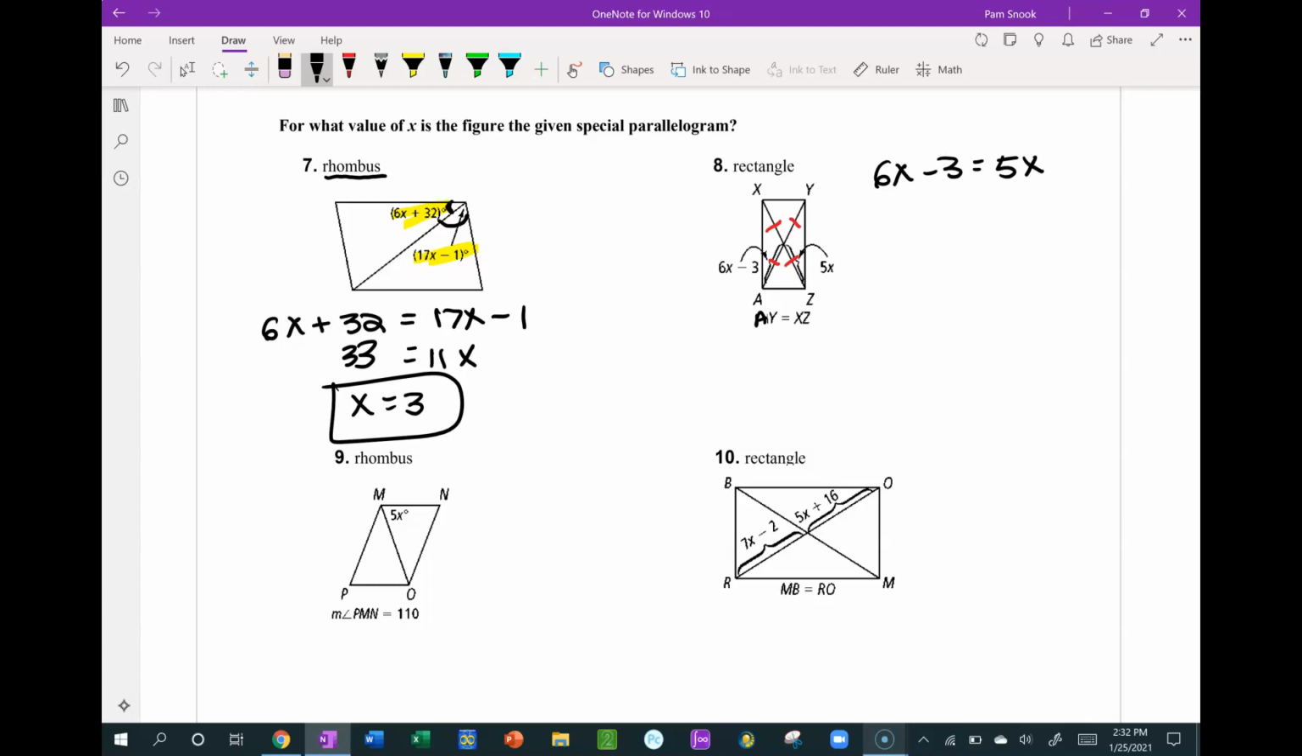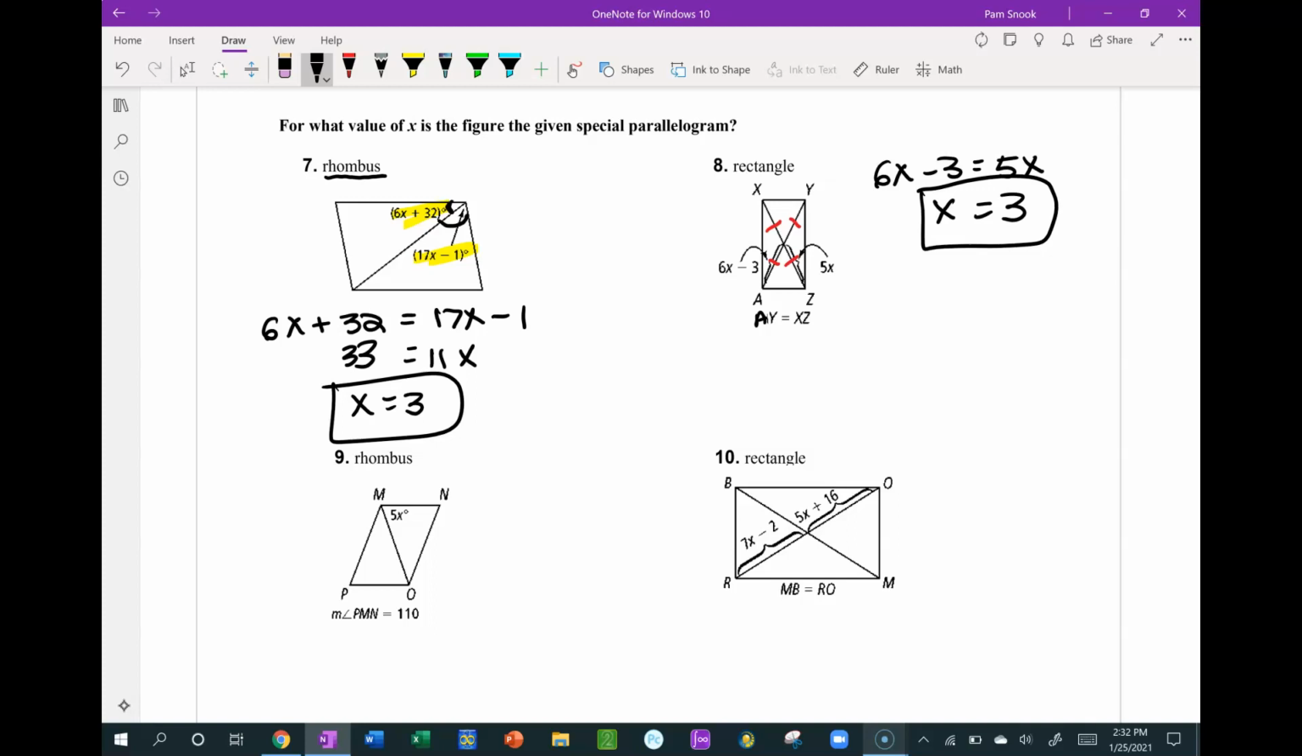So now I'm just going to solve for x. I've written my equation, so I've done the geometry. Now all I'm going to do is algebra. I'm going to subtract 5x from both sides, and I get x. And I'm going to add 3 to both sides. I get x equals 3. So this one is a rectangle only if x equals 3.